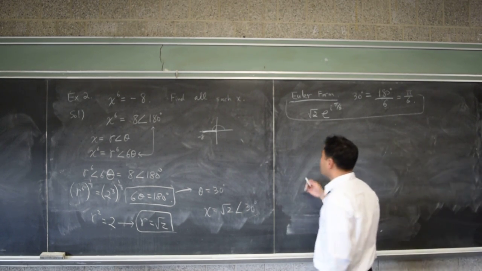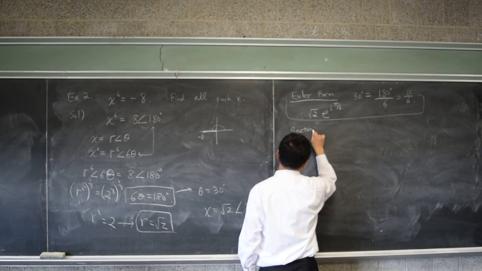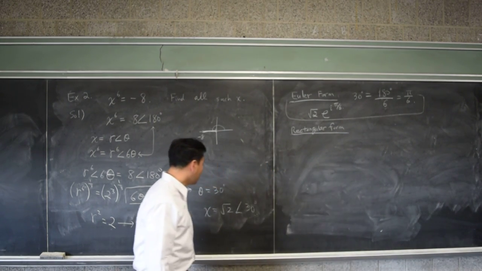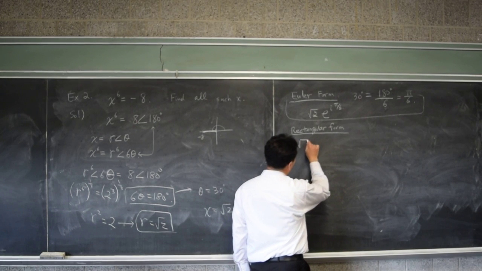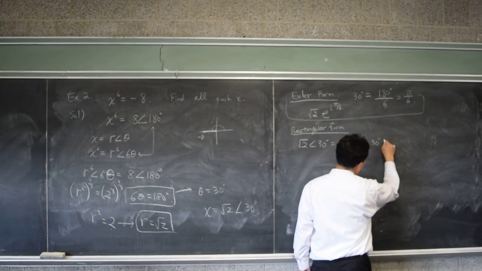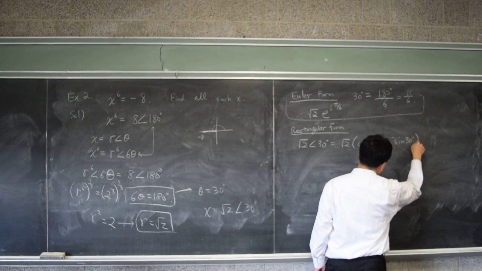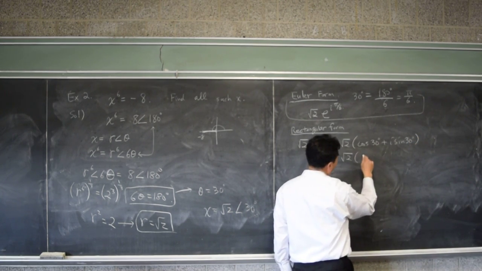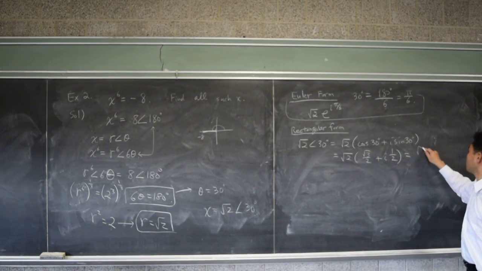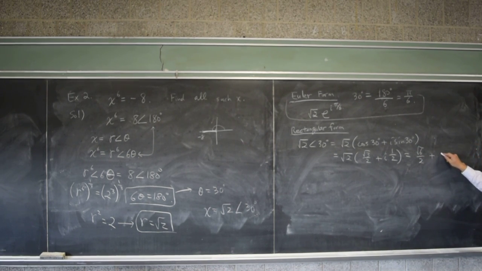Now for rectangular form, you write square root of 2 angle 30 degrees equals square root of 2 times cosine 30 degrees plus i sine 30 degrees, which is square root of 3 over 2 plus i times 1 over 2, and that gives you square root of 6 over 2 plus i times square root of 2 over 2. So that is one solution of that.